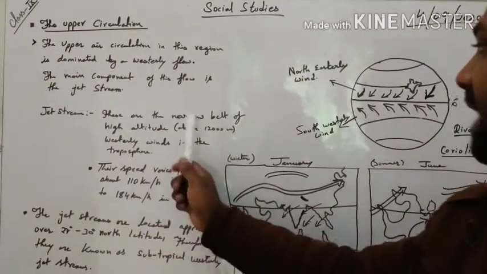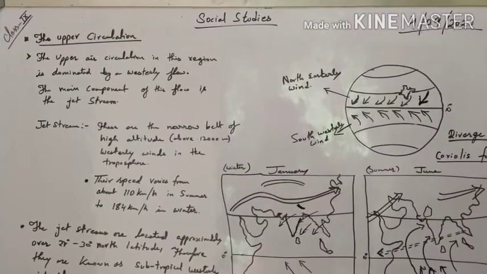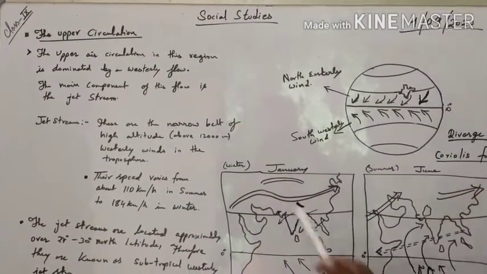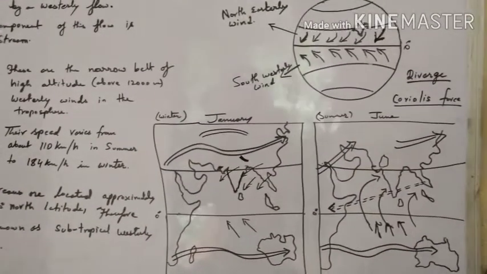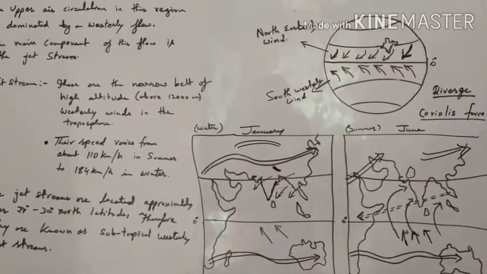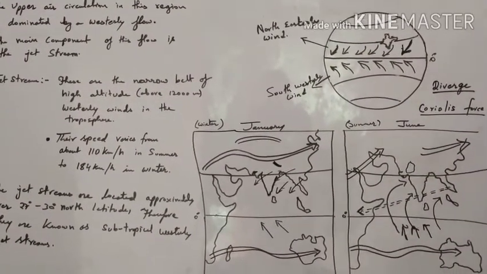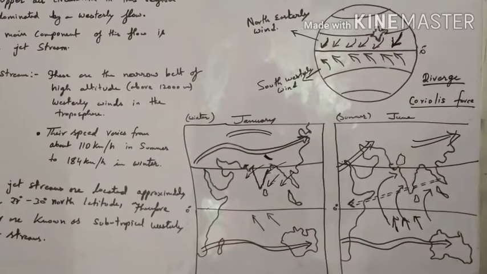These are narrow belts of westerly wind in the troposphere at high altitude, that is above 12,000 meters. Now you can see from the picture, these are the jet streams which are flowing towards the east, from the west. And these are above 12,000 meters. That means you can see it flows at a very high altitude, and especially in the troposphere.